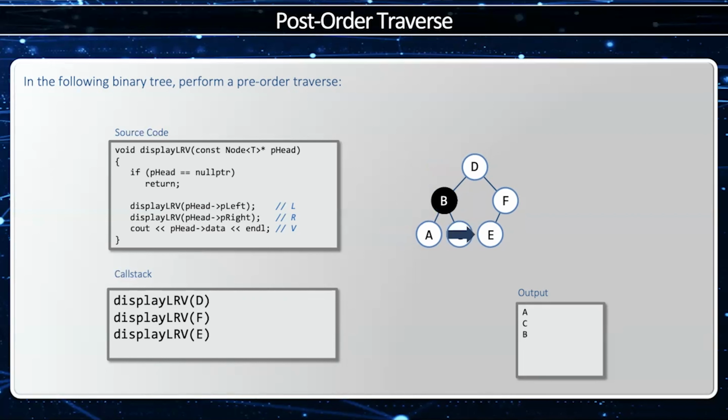F needs to go left. E tries to go left, can't. Tries to go right, can't. So it'll visit itself. And then E is finished, so go back to F. F's left is visited. There is no right visit, so now it'll visit itself. Now F is done. Now we go back to D. D is done on the left. It's done on the right. Now it'll visit itself.